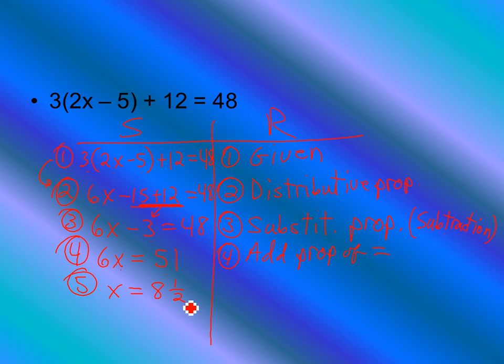Looking back through here, make sure I didn't do any of my math wrong. That was a negative 15, that's a 12. Another thing I should say in this step up here, please remember that you don't multiply that 3 times that 12, because that 12 is not inside the parentheses in that first step. So that looks right, and what we did there was we divided both sides of the equation by the same thing, so we used the division property of equality.